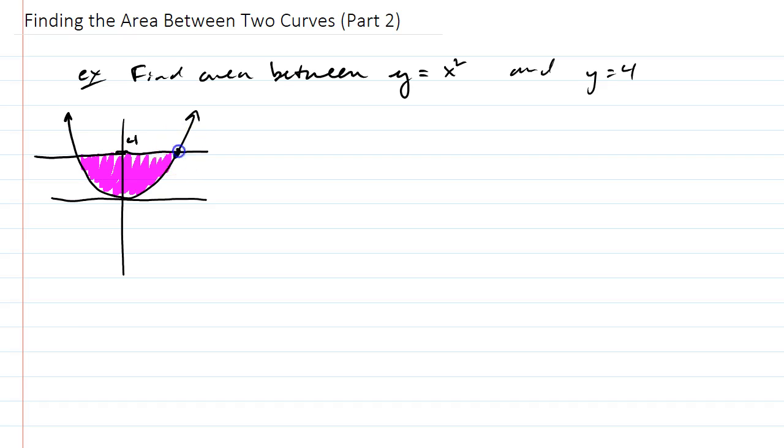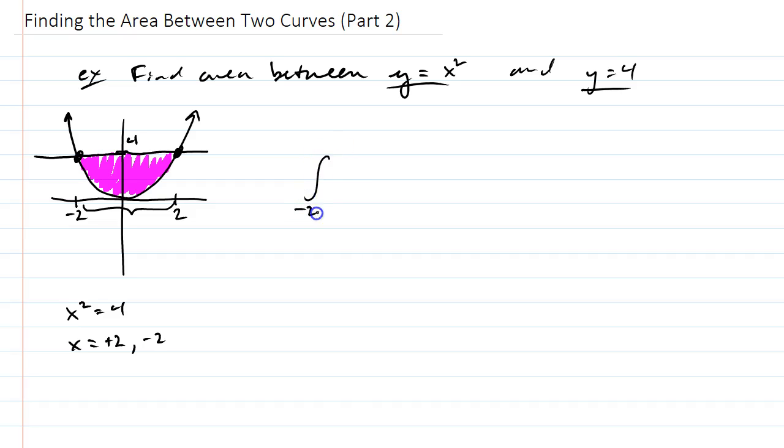Now the question is, we have these 2 points of intersection. We need to figure out, well, where are those? And so what we can do is we can set these things equal to each other to figure out what x values they cross together. And so x squared equals 4 when we set them equal to each other. And x is going to have 2 answers, positive 2 and negative 2. So on our integral, we're going to start at negative 2 and we're going to go to 2.